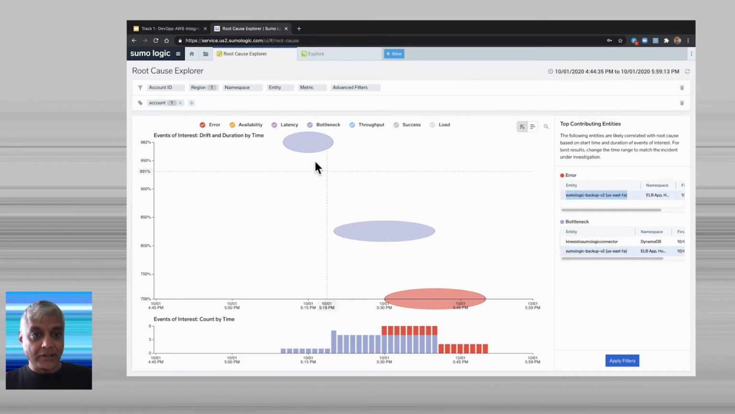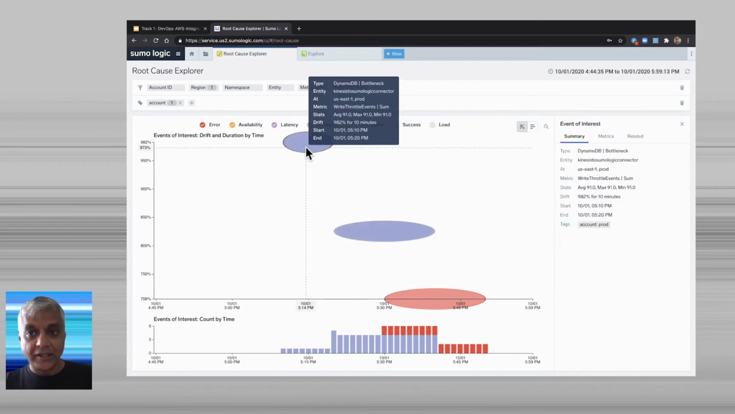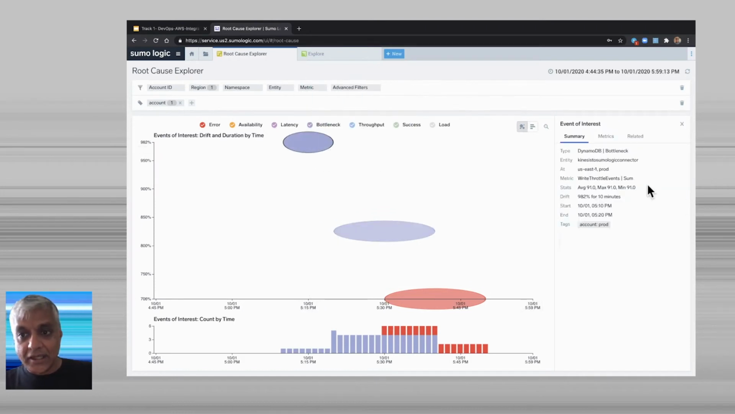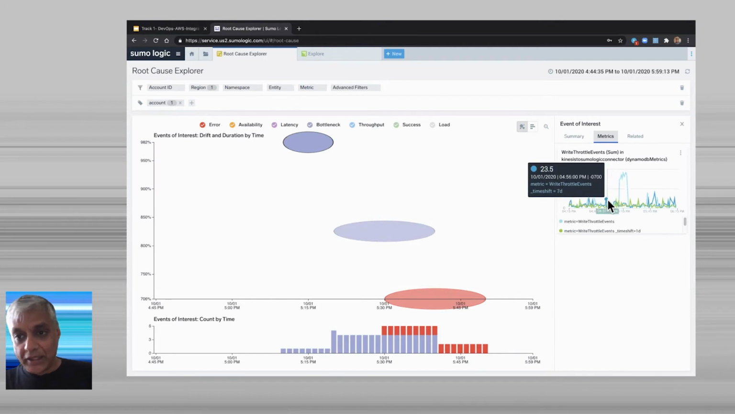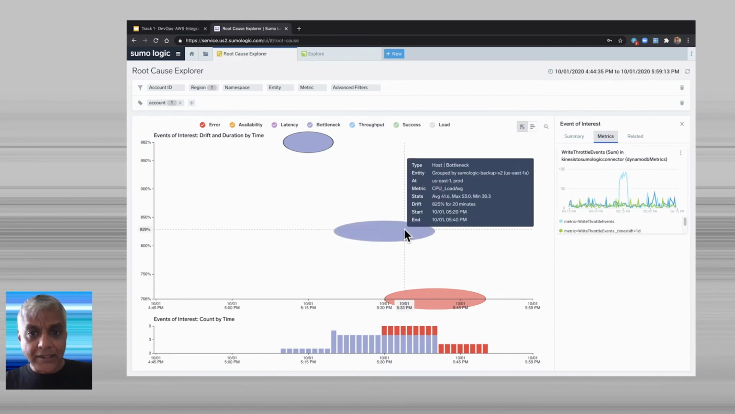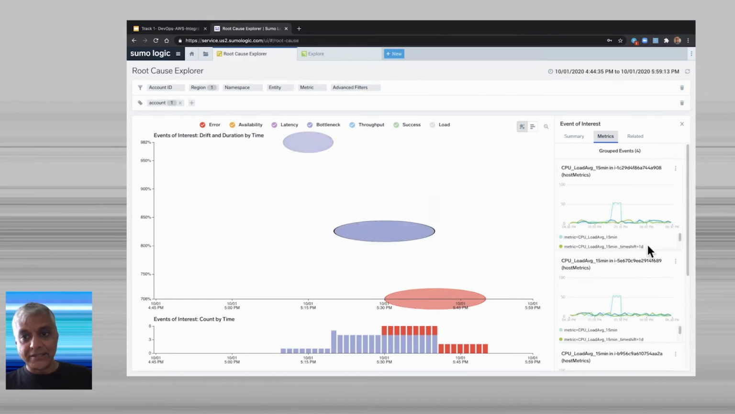So let's take a look. Here's the DynamoDB event of interest, and it tells you that write activity was throttled on this particular table for 10 minutes, starting around 5:10 p.m. And then you can verify that really quickly by looking at the time series diagram for that particular metric itself. Let's take a look at the EC2 instances themselves.